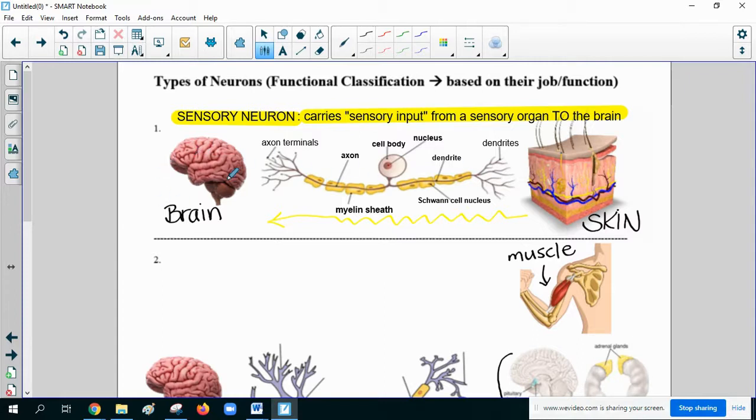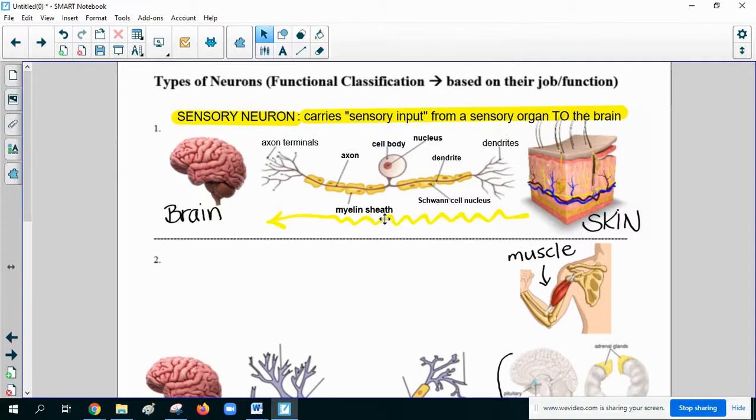What is it telling us? What is this information? I felt something. Oh, I got a splinter. Something hurts. That's warm. That's cold. All of those types of information can be passed from the skin through a sensory neuron and end up in the brain. Now, it's way more complicated than that, but that's the basic idea. So we have neurons that are responsible for a sensation, and they're called sensory neurons.